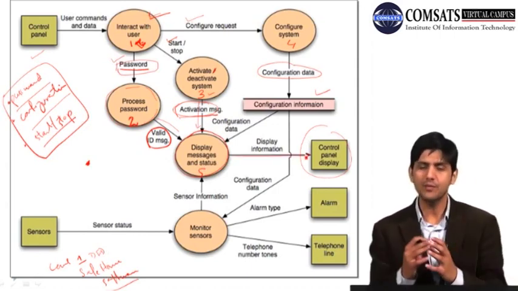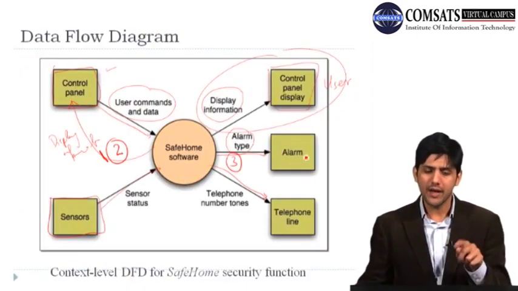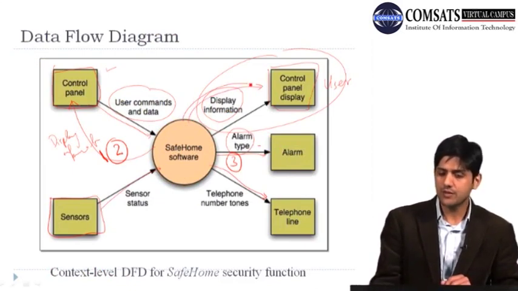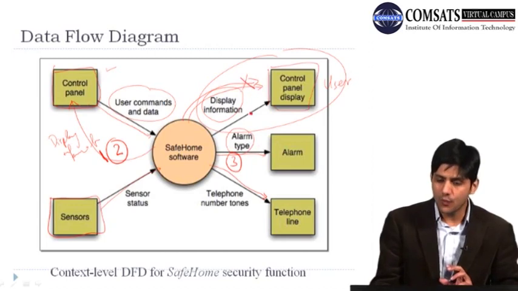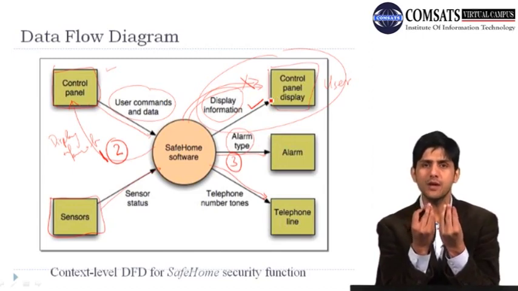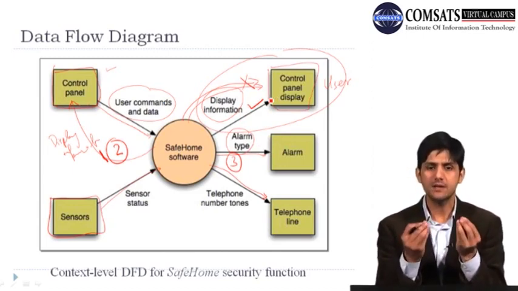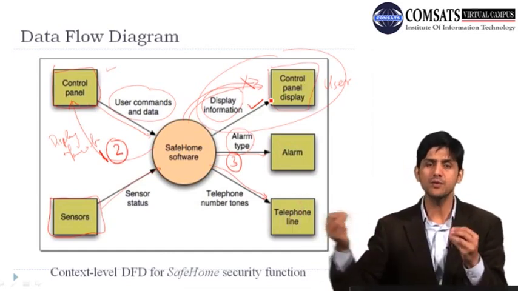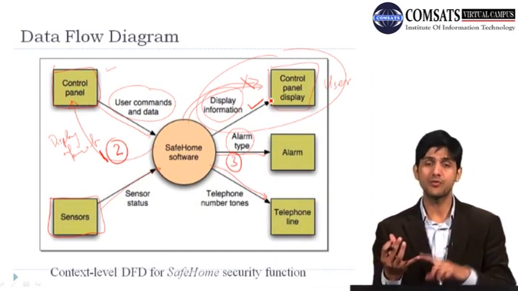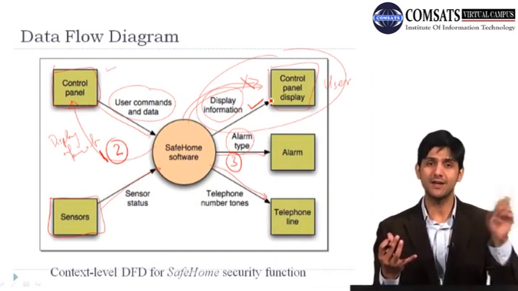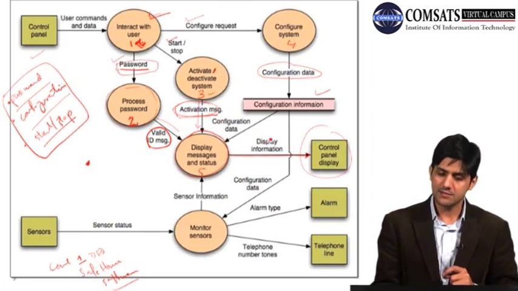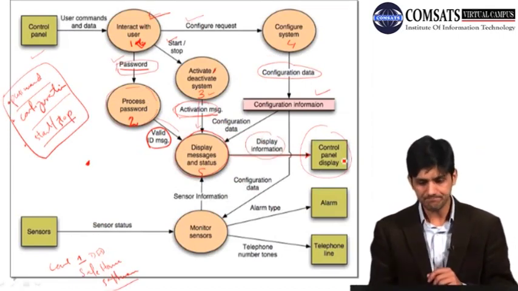Another reason we do this is that if we go back and look at this level 0 DFD, we are not saying that there are multiple outputs going to the control panel display. We are just saying that there is one output going to the control panel display. We have merged all the display information, and we are saying that this display information is one thing being sent to the control panel display. So we need a process which understands whether it's an output from the password process, or from the activate deactivate process, or from the configuration data process, and then this display information is sent to the control panel display.